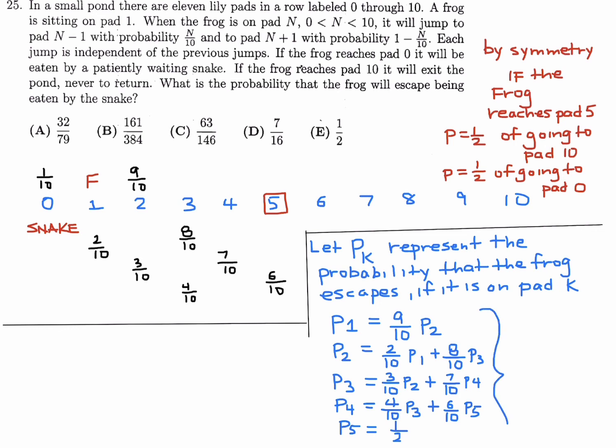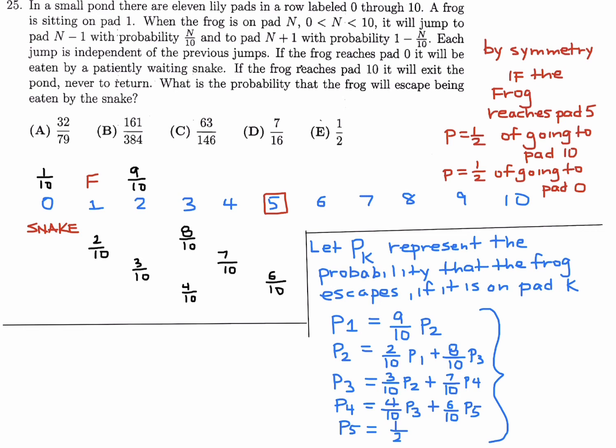So now what we have here basically is a system of equations. We have 4 variables, P1, P2, P3, P4, and we have 4 equations. We actually have 5, but the 5th one just gives me a direct value for P5. So you solve this system of equations, and you guys know how to do that.